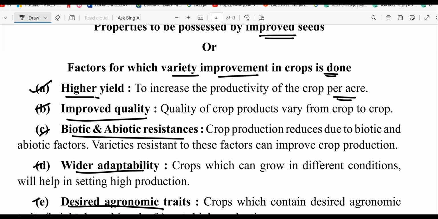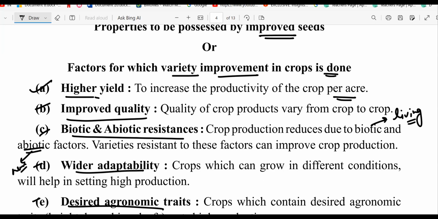Higher yield, improved quality, biotic and abiotic resistance. What is biotic and abiotic resistance? Crop production reduces due to biotic and abiotic factors. Biotic means living. And abiotic means non-living factors. For example, non-living means water, sunlight.